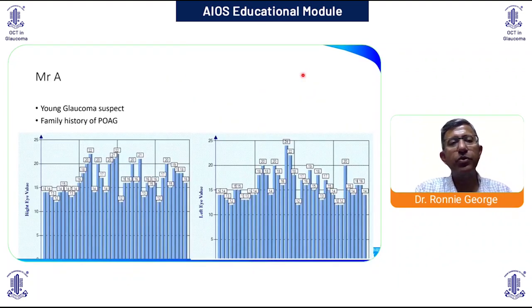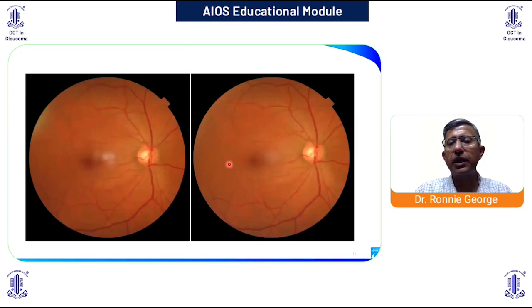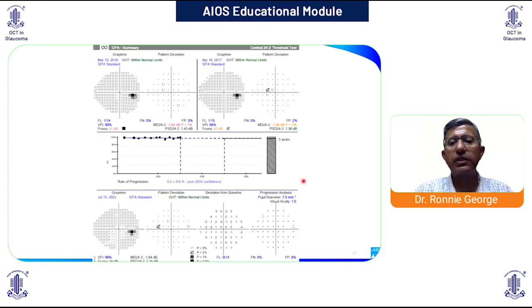I'm going to share with you a few cases. This was a young glaucoma suspect with a family history of POAG, whom we have been following up for a fairly long time. And you can see that except for a few pressures in the early 20s, most of his pressures are in the normal range. So we had serial disc photographs on him. This is the right eye, taken some years apart. And when you look at the right eye fundus photograph, you can actually appreciate a small nerve fiber layer defect there. This is his visual fields done over an almost 8 to 10 year period, and that was rock solid, not showing any change.